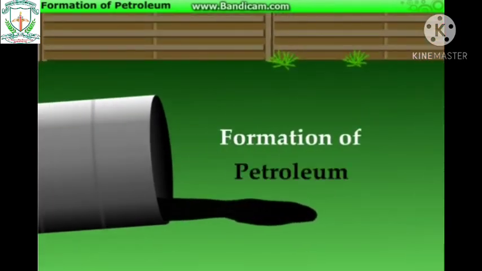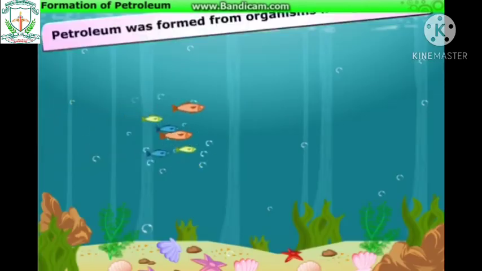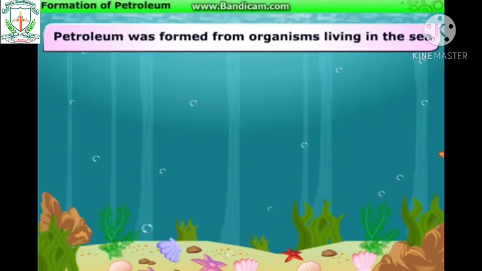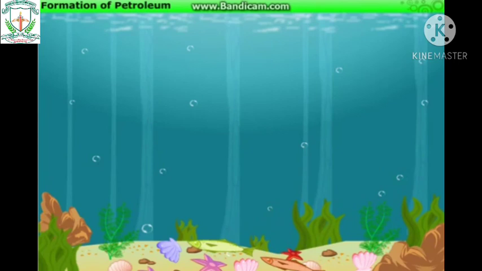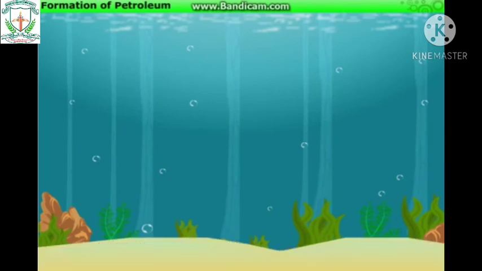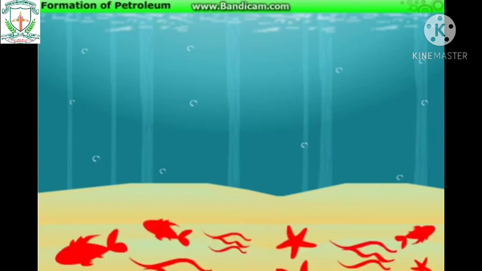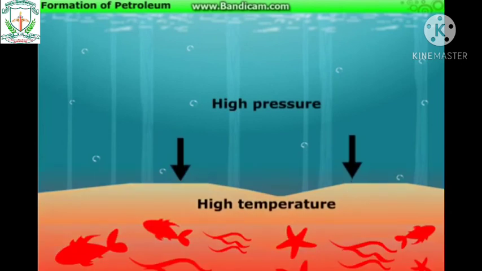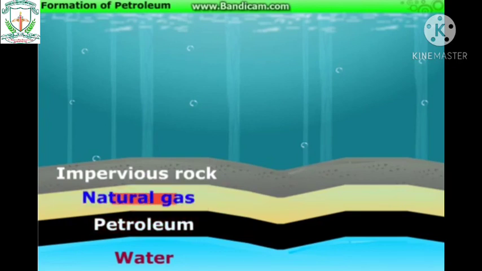Formation of petroleum. Let us study the formation of petroleum. Petroleum was formed from organisms living in the sea. It was formed by a complex process. As these organisms died, their bodies settled at the bottom of the sea and got covered with layers of sand and clay. Over millions of years, absence of air, high temperature, and high pressure transformed the dead organisms into petroleum and natural gas.